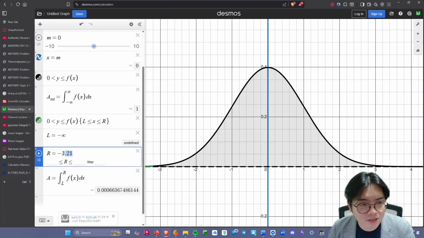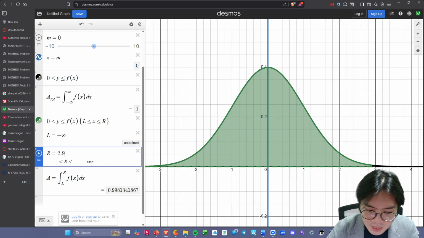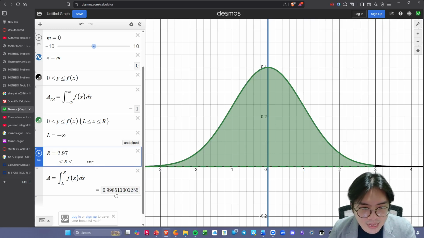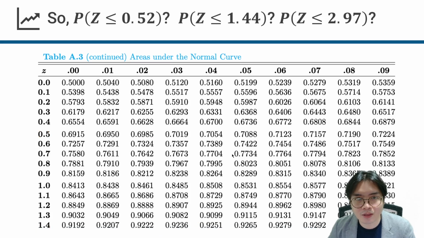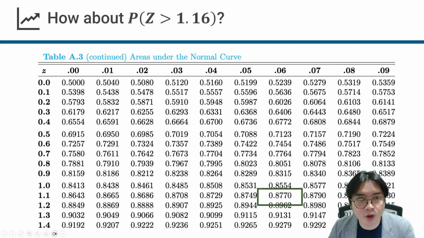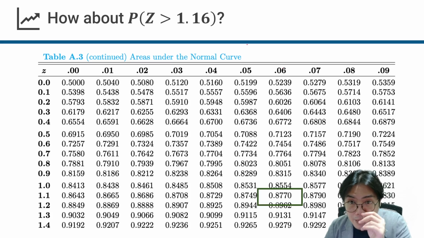Look at this. Positive 2.97 gives you 0.998511 area. This is an area. Okay. And then, how about the value that your z is greater than 1.16? Now notice, wait a second, this is different now.